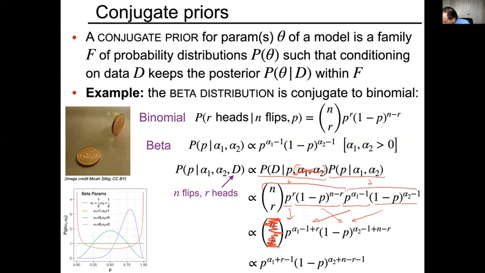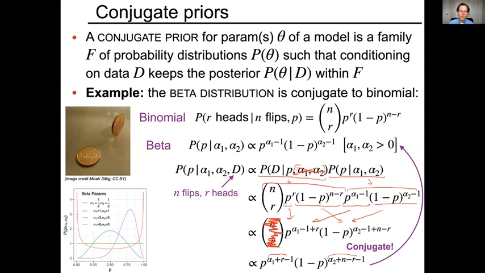And now notice that these two exponents are both positive because alpha 1, alpha 2, n, and r are all positive, and r is less than or equal to n. And so what that means is that this bottom equation is another instance of a beta distribution. It has the same form. And that's what we mean by conjugacy.